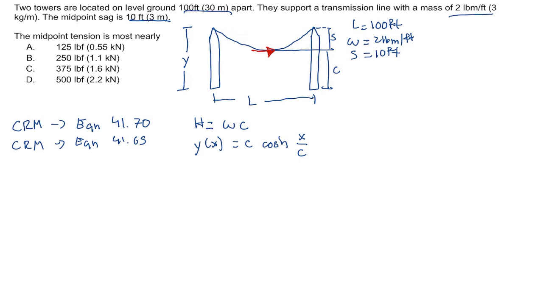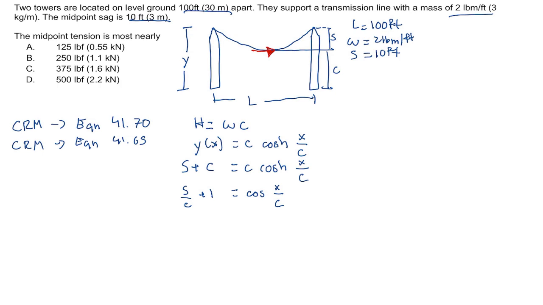So first step here is to see that Y, this Y as we can see here, can also be substituted for S plus C. So let's go ahead and do that. So S plus C is equal to C times the hyperbolic cosine of X over C. Now if we multiply both sides by C, we will have S over C plus 1 is equal to the hyperbolic cosine of X over C.